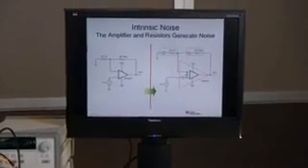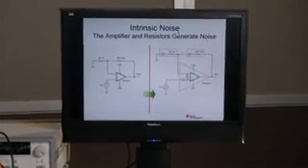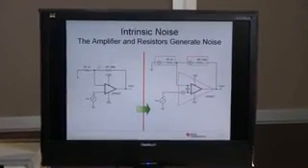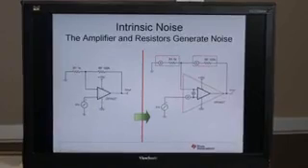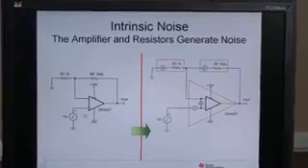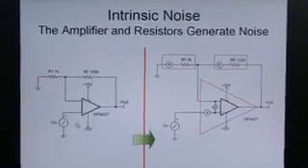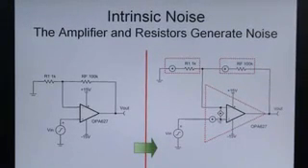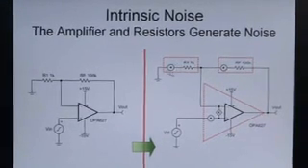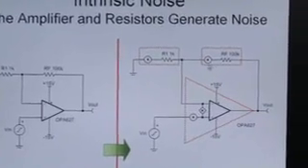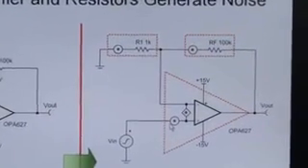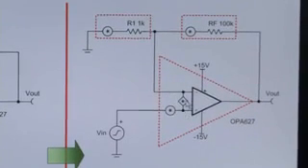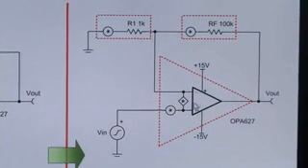So this noise, as I mentioned, is intrinsic noise generated by the amplifier itself. This is a standard non-inverting amplifier, and each element, the op-amp and the resistors, generates noise. Over on the right-hand side is a noise model for that. We have a noise voltage source associated with each resistance. We have a noise voltage source associated with the op-amp and a noise current source associated with the op-amp.